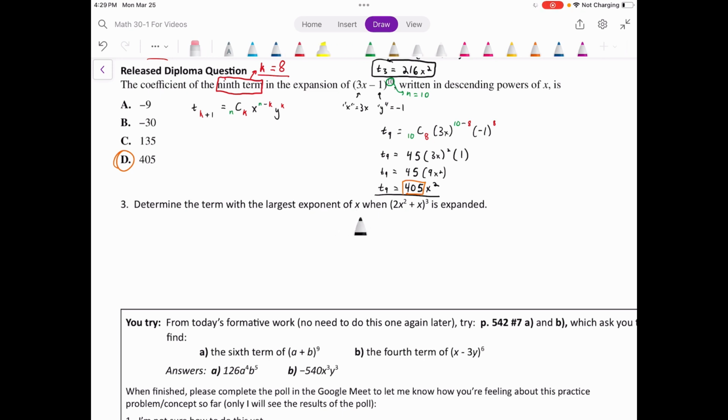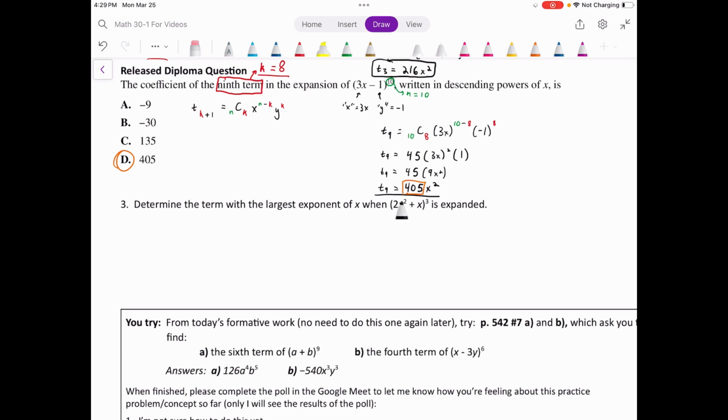Well, again, we know that when written in descending powers of x, the first term in our binomial, the exponent on it counts down from n to 0, right? Whereas for the second term, they count up from 0 to n. Okay, so we have to make a decision here because what do we want to maximize? Do we want to maximize the exponent on this or on this, right?